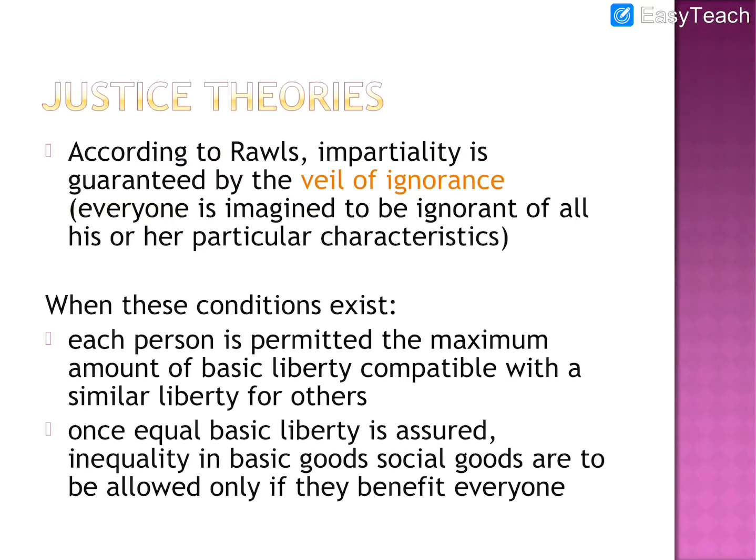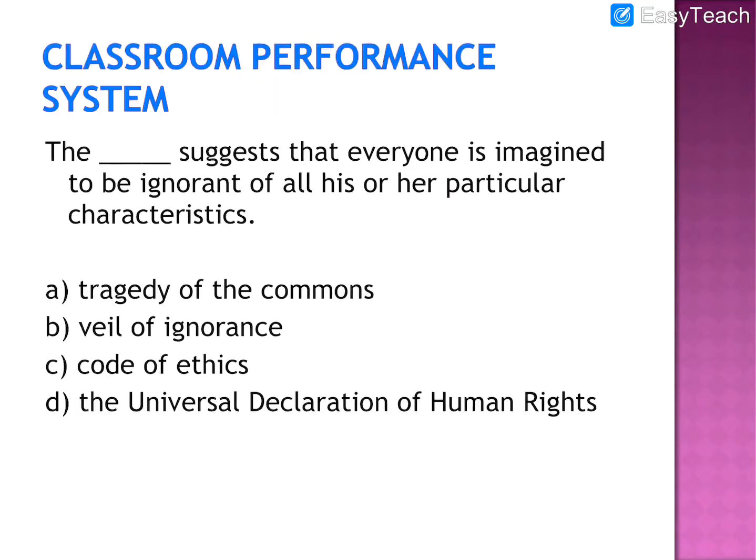According to Rawls, impartiality is granted by the veil of ignorance, which means everyone is imagined to be ignorant of all of his or her particular characteristics. So when this theory exists, each person is permitted the maximum amount of basic liberty compatible with a similar liberty for others. Once equal basic liberty is assured, inequality in basic goods and social goods is to be allowed only if it benefits everyone.